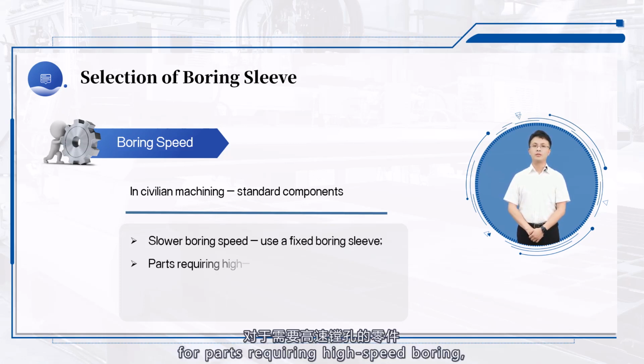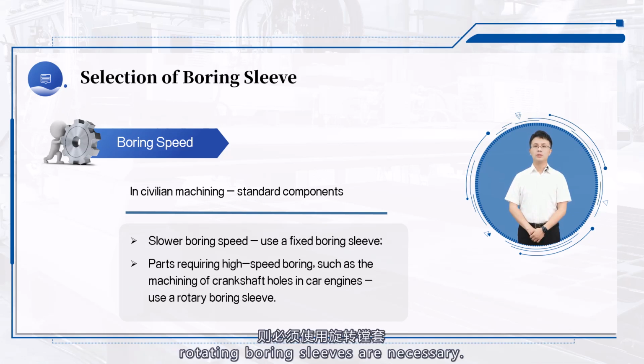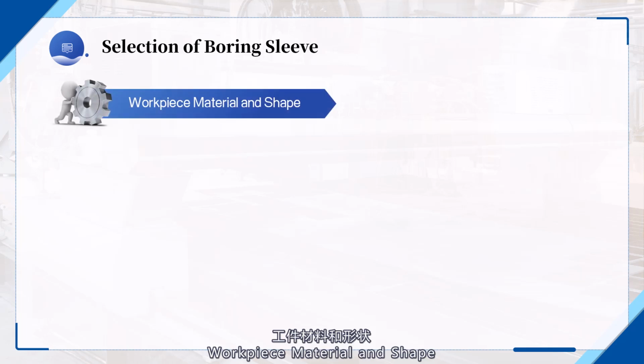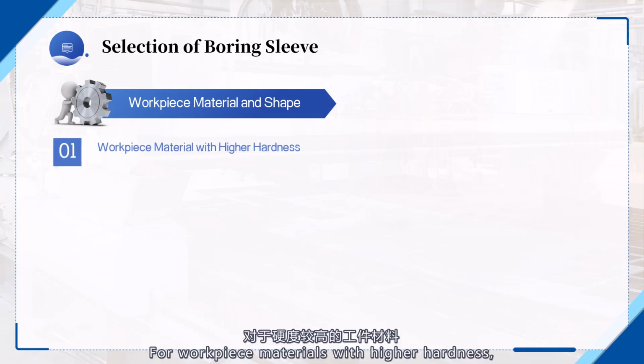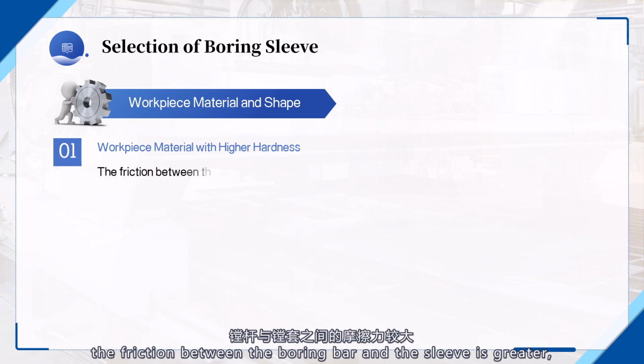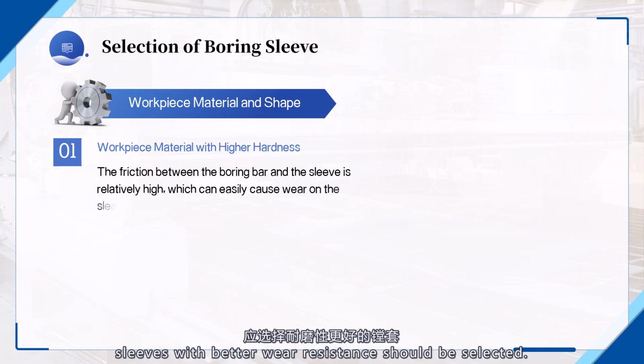However, for parts requiring high-speed boring, such as the machining of crankshaft holes in automotive engines, rotating boring sleeves are necessary. Workpiece material and shape. Different workpiece materials and shapes can also affect the choice of boring sleeves. For workpiece materials with higher hardness, the friction between the boring bar and the sleeve is greater, which can easily lead to wear on the sleeve.